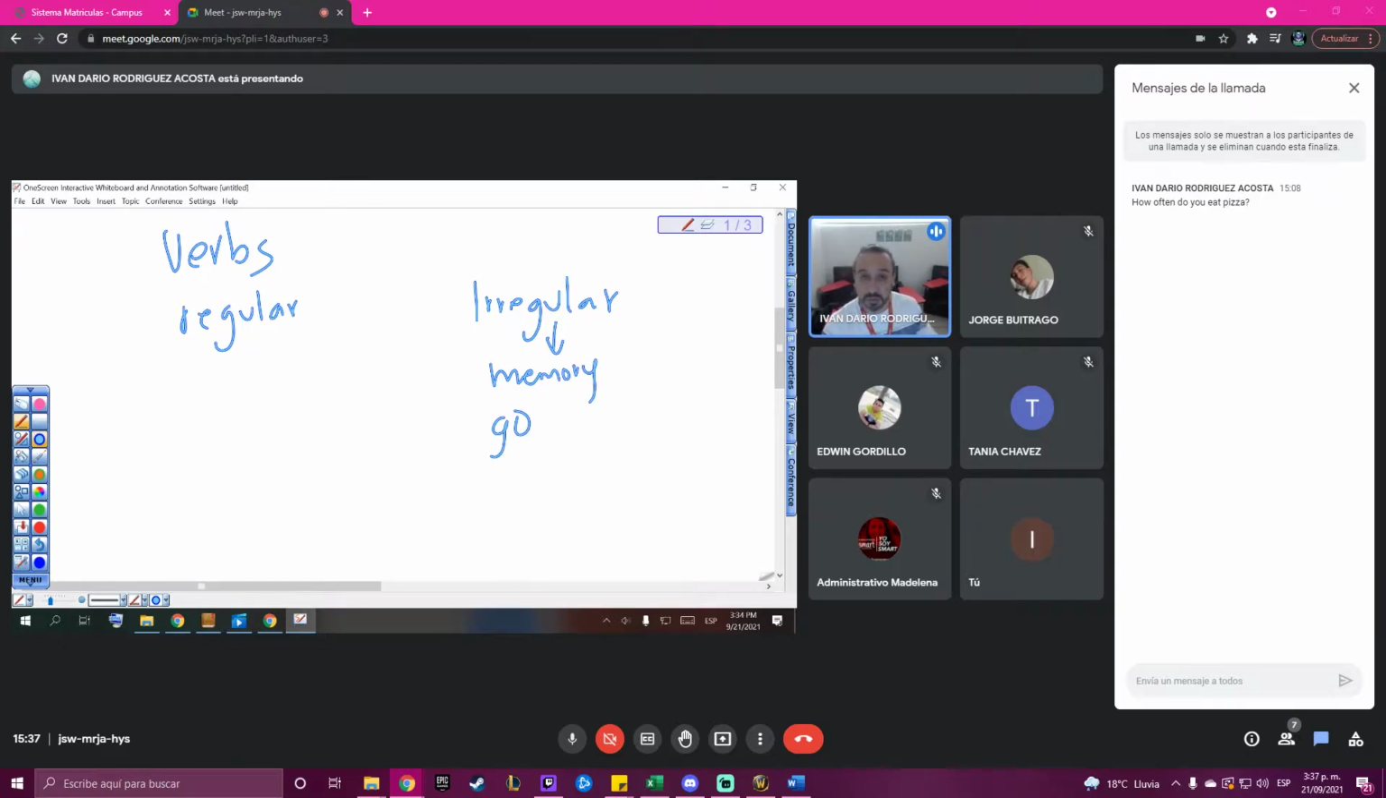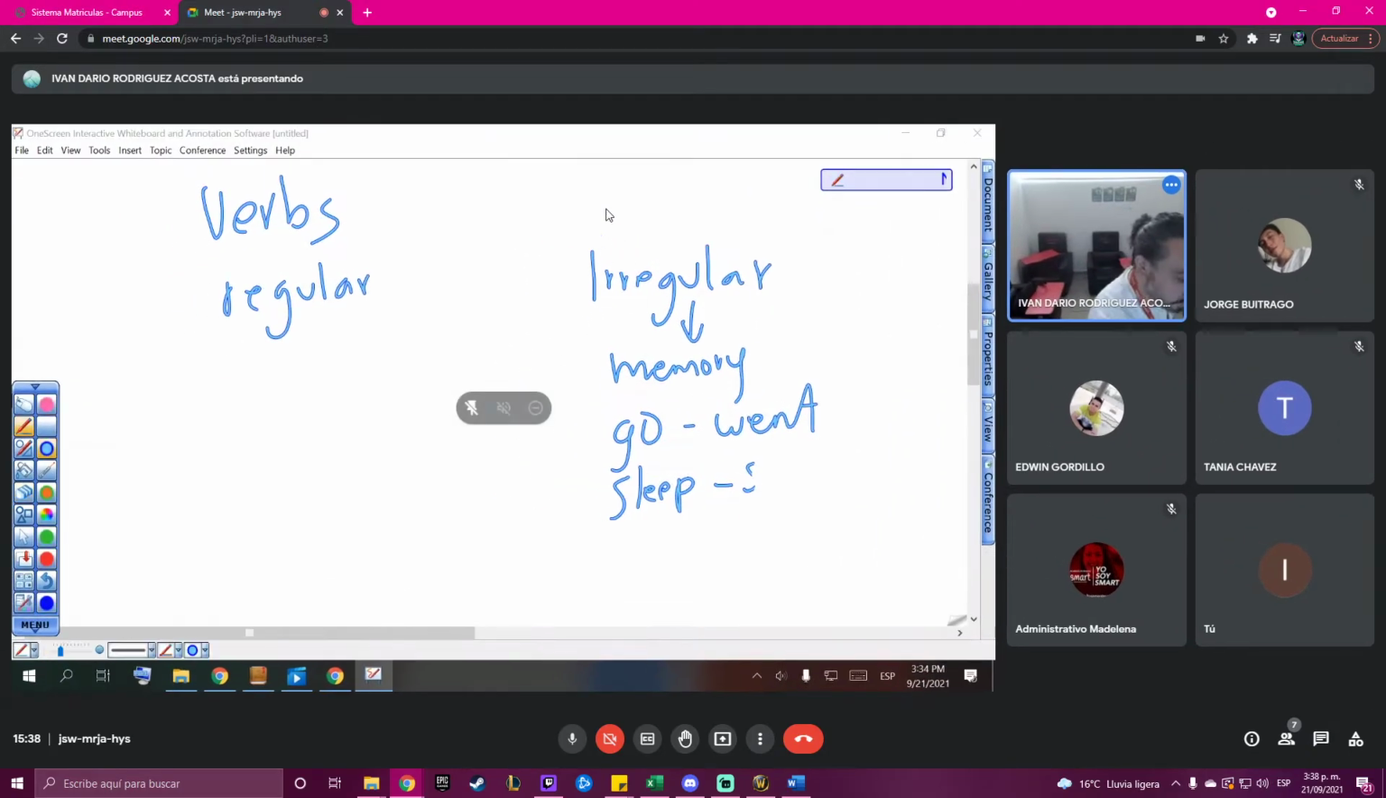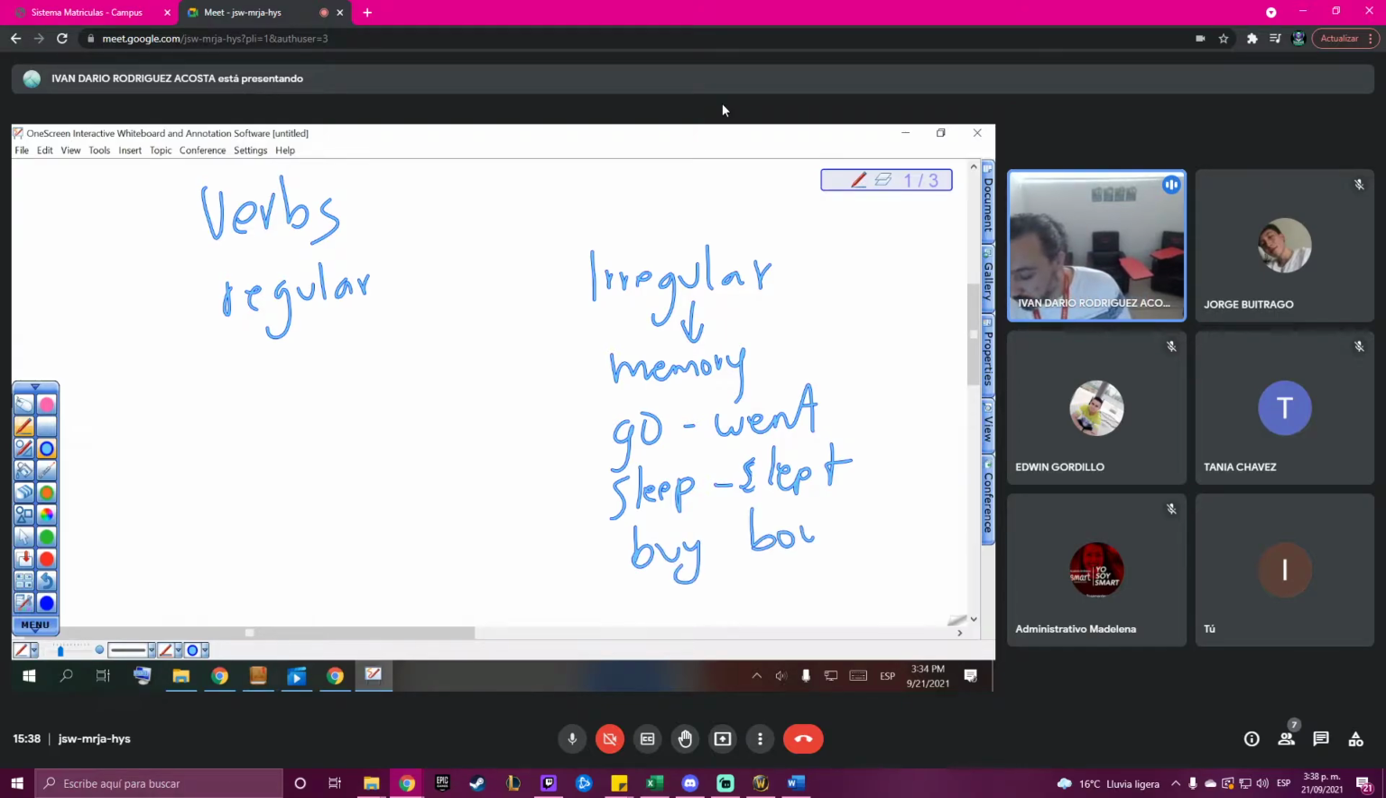For example, the one that we have in the book, go, the past is went, and for example, sleep, slept, sorry, had a mistake there. Slept, buy, bought, yeah. Regular verbs, you have ed at the end of the verb. You have to keep in mind some rules that are important.